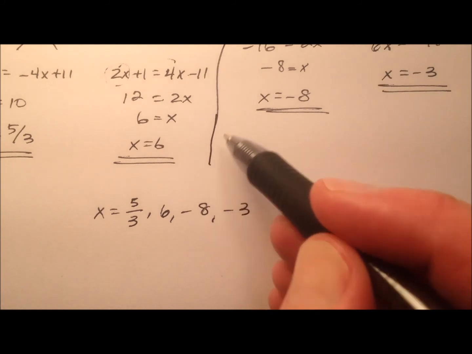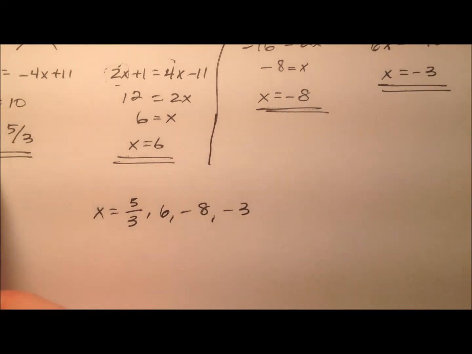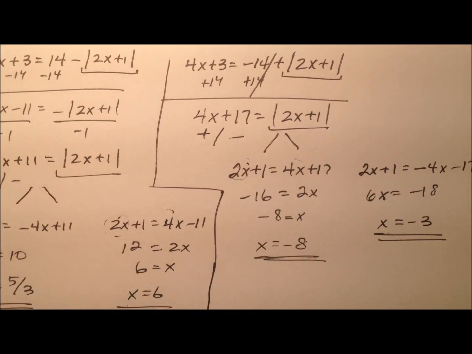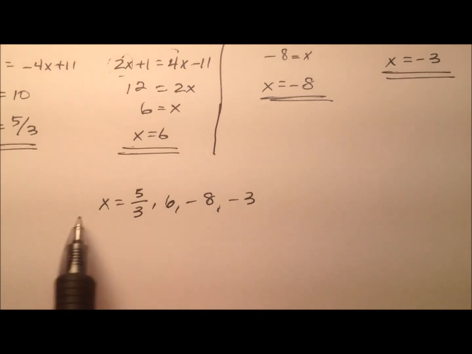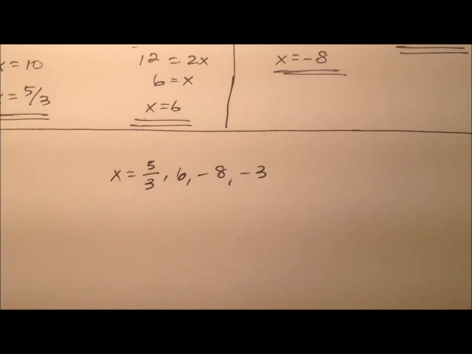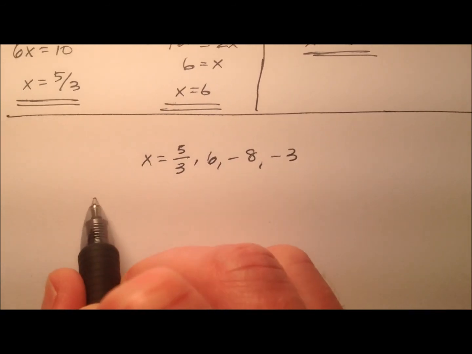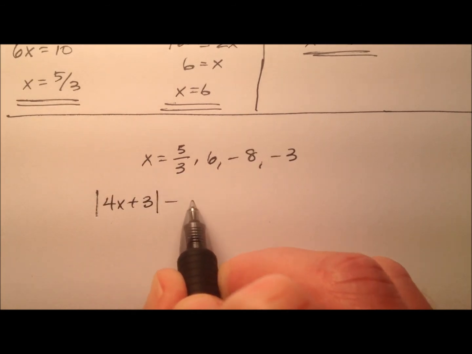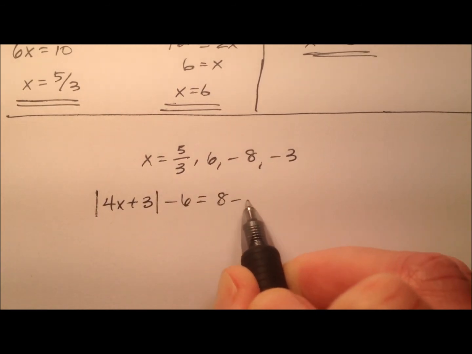And I say possible values because just because they've been yielded by the procedure I've used doesn't mean that they all will work. You still can have extraneous solutions here. So let me rewrite the original equation so we can plug them in and see what works and what doesn't work.